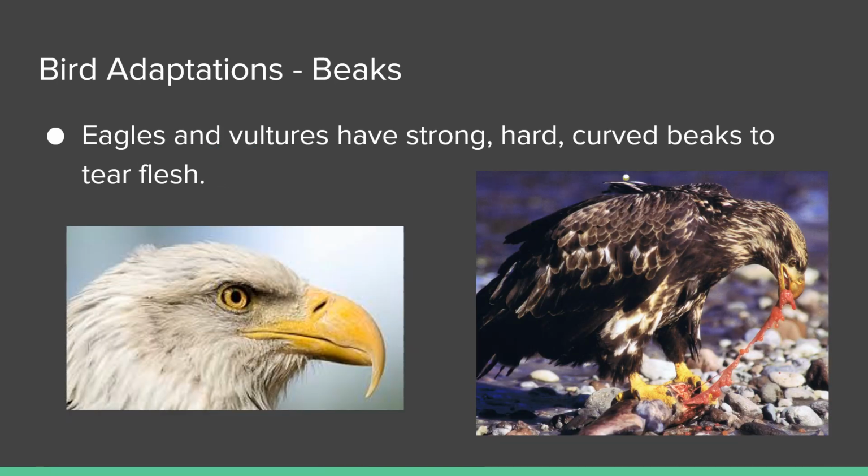And the last example is the eagles and vultures. Like I mentioned before in the previous slide, their beak shape is strong and hard and curved with a very pointy tip on the end in order to rip and tear into flesh, because these are carnivorous birds, or birds that eat meat, very predatory. Once they catch their prey, they need to be able to tear into it to get to the meaty part of their food.